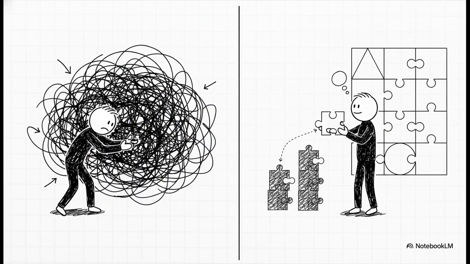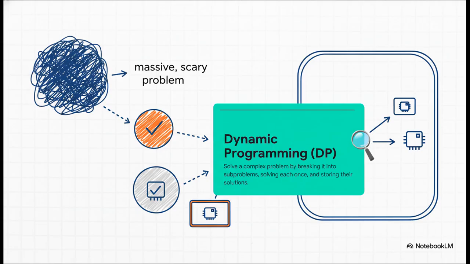And here it is. This is the secret. The link between all these problems isn't about having a faster computer or just trying harder. It's about a clever trick. It's kind of like being lazy on purpose. It's the art of solving one small piece of the puzzle just once, and then remembering that answer so you never, ever have to calculate it again. This amazing technique actually has a name: dynamic programming.